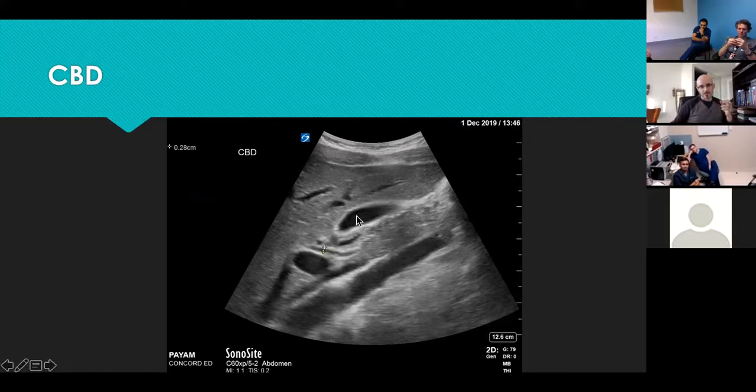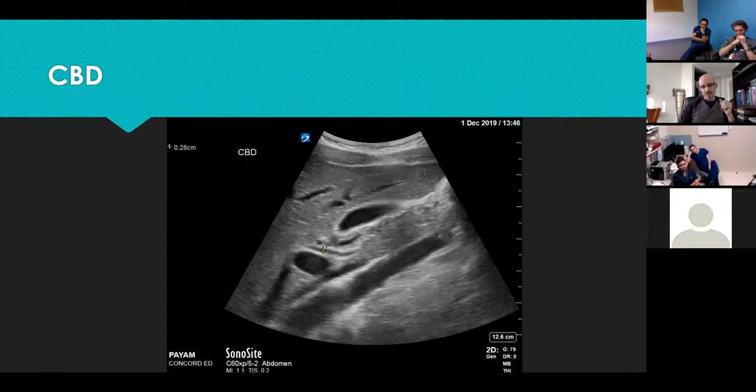For example, if you look here, you can see hepatic veins, and you almost don't see any walls. It's just a black tube, almost no walls, and that's the hepatic veins. But with the portal vein, you can see those bright lines. Same for the CBD. The CBD has bright walls.